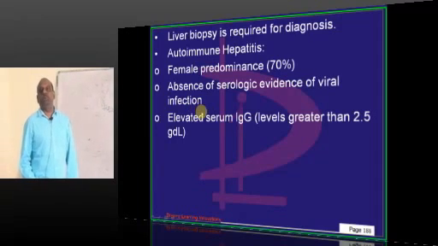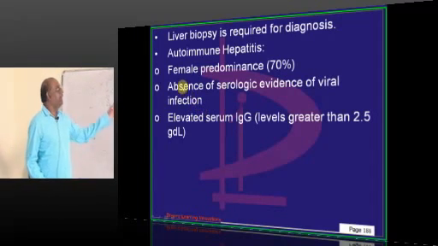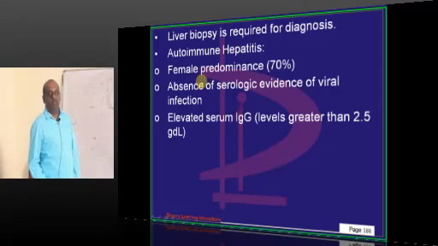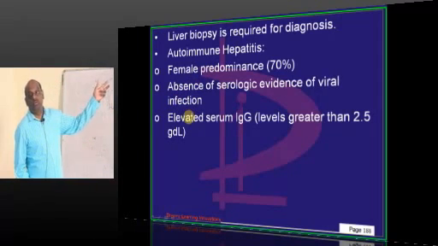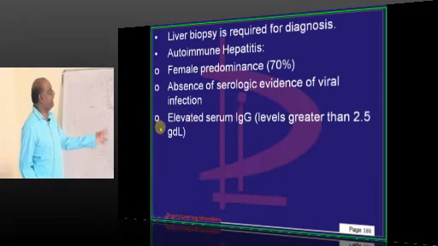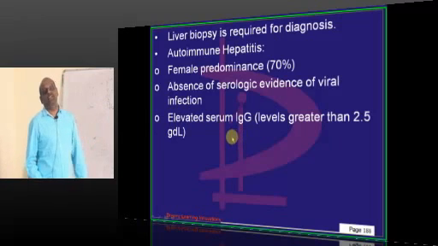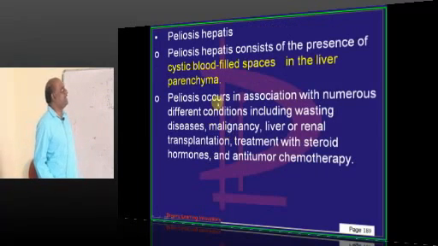Why is it not autoimmune hepatitis? In females it is common, but you will have serological evidence. Typically, seropositivity will be there. Elevated serum IgG levels will be there if it is autoimmune hepatitis.